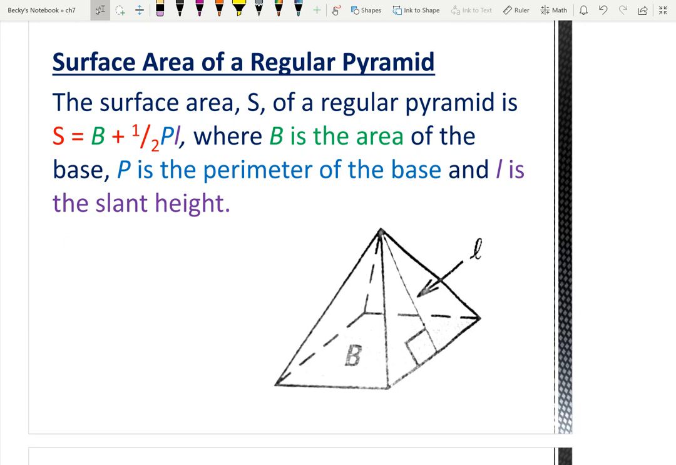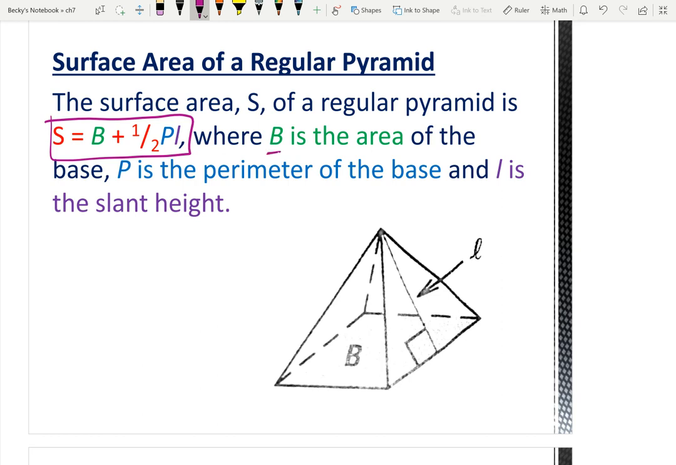Now, we have a formula for this. Technically, you could find the area of all 4 lateral faces and find the area of the base and add them together. It's kind of tedious. So write this on your formula sheet, and we need to know what each letter stands for. Okay, so if you're not going to remember, write it down.